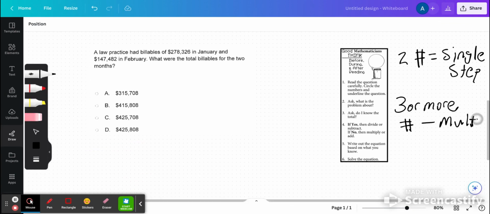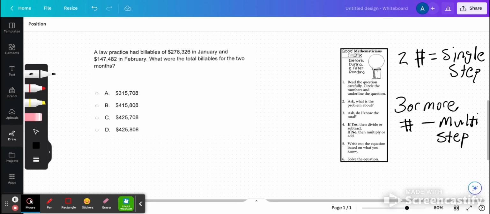So meaning we have to add, then subtract, or maybe we have to add and multiply. So we have to do 2 operations if we see 3 or more numbers. Okay, so let's go ahead and read the question. It says a law practice has billables of $278,326 in January and $147,482 in February. What were the total billables for the 2 months?